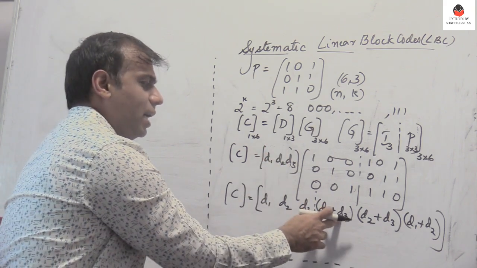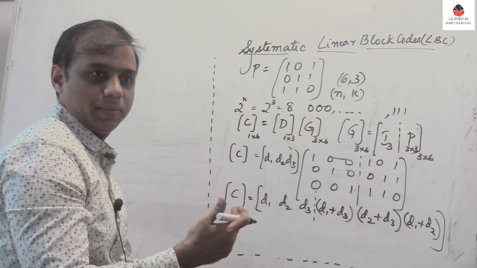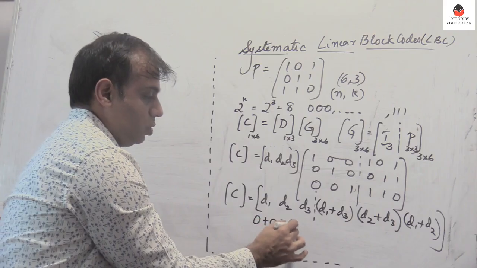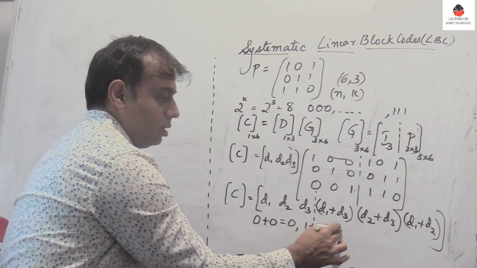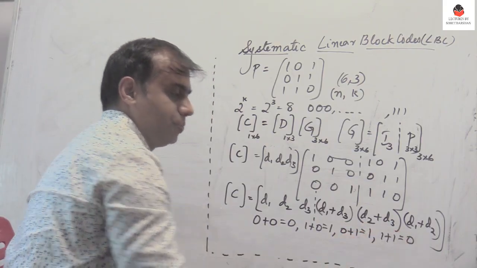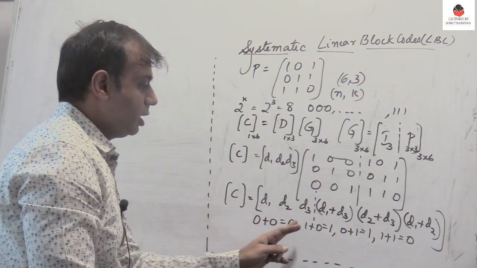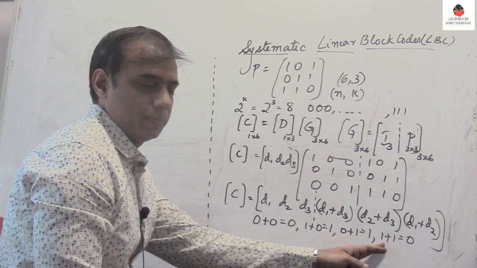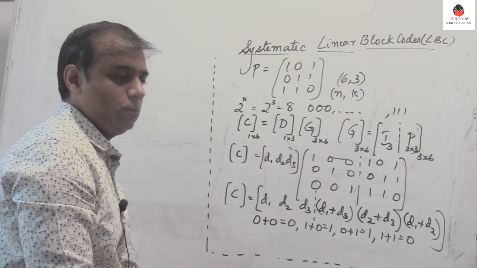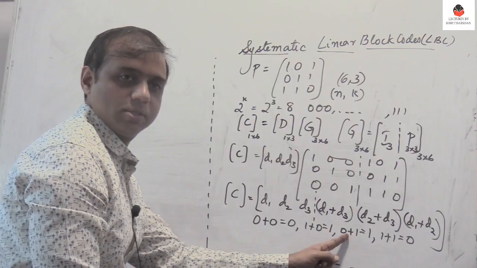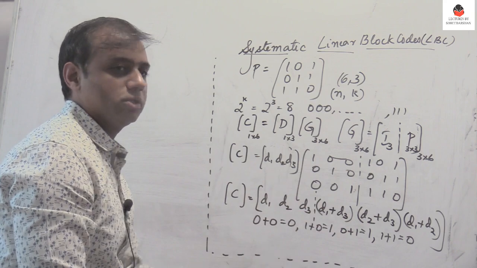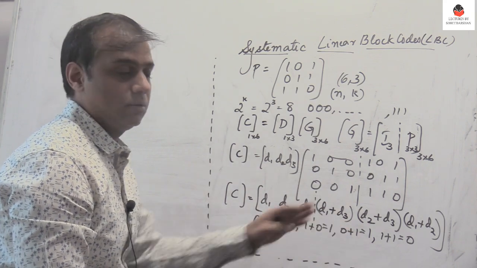Here when we add, we actually do modulo 2 addition. In modulo 2 addition, 0 plus 0 is 0, 1 plus 0 is 1, 0 plus 1 is 1, 1 plus 1 is 0. A simple way: if there are an even number of ones, then the resultant is 0, or if all of them are 0, the resultant is 0. If you have an odd number of ones, then the resultant is 1. So we just have to count how many ones and zeros are there, and we can directly write the result.